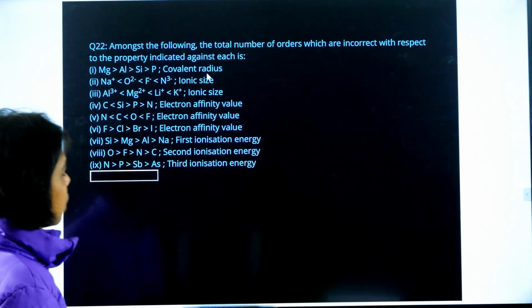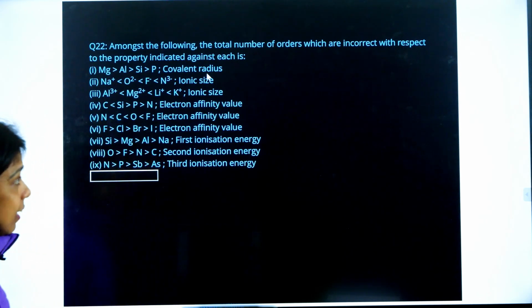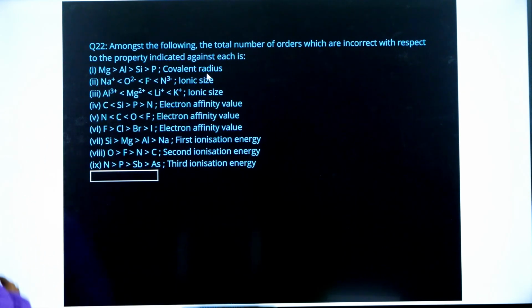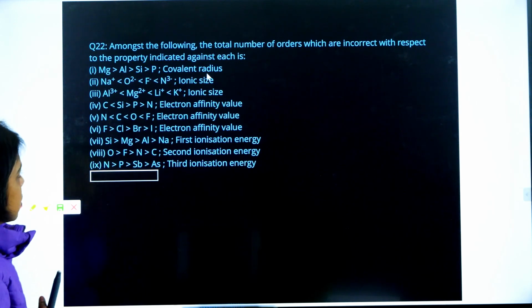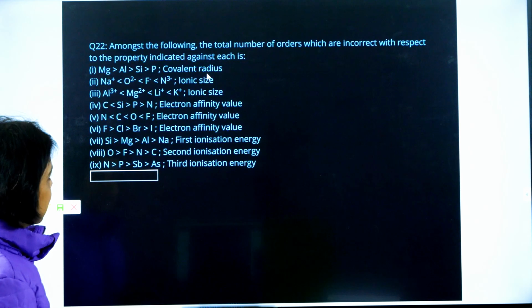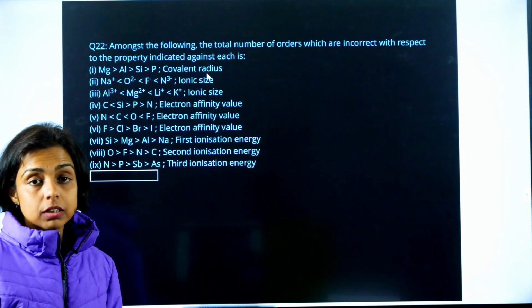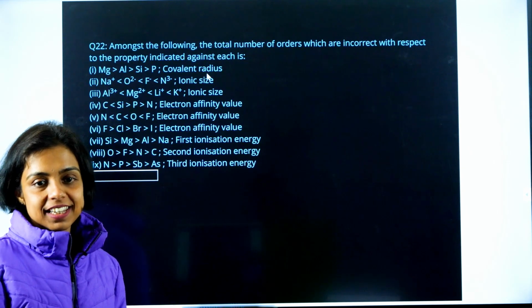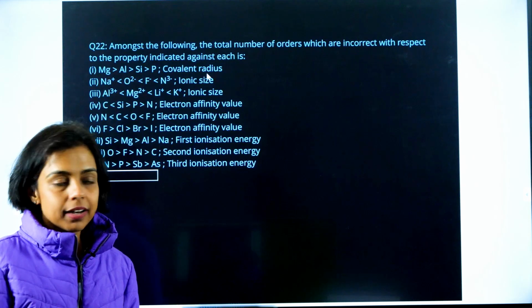Among the following, the total number of orders which are incorrect with respect to the property indicated. First, the covalent radius, magnesium, aluminium, silicon and phosphorus. As we move along the period, the size decreases. So that is the correct order.